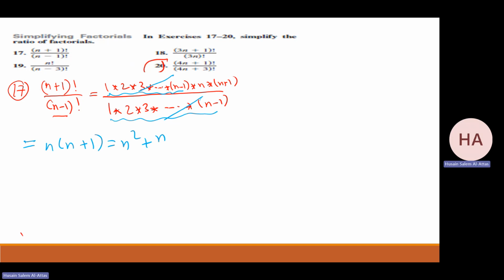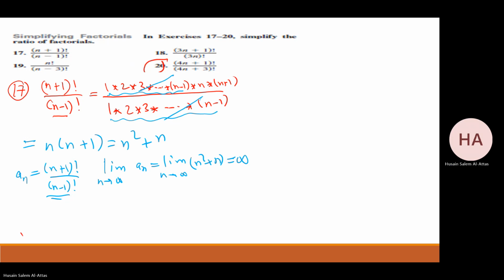If he asks, what is the limit of this sequence, a_n equals (n plus 1) factorial over (n minus 1) factorial, converges or diverges, I need to check the limit of a_n as n goes to infinity. But this one is n squared plus n, which I know goes to infinity. So it will diverge. So sometimes you need to simplify the writing of the sequence to prove it converges or diverges.